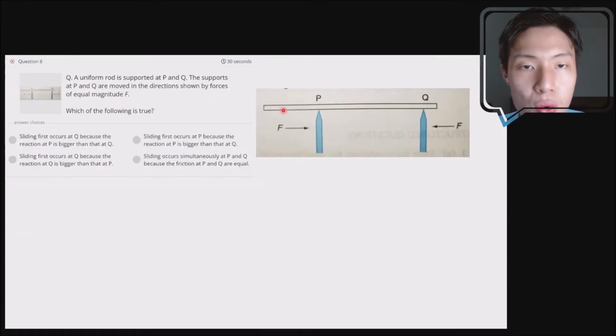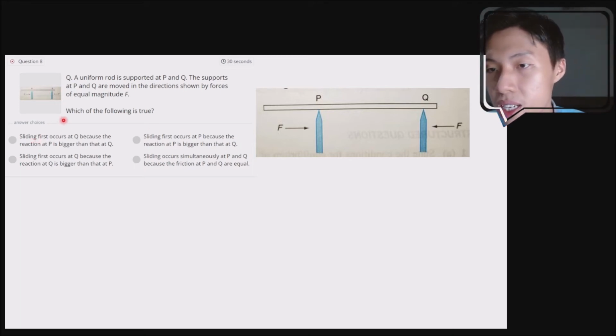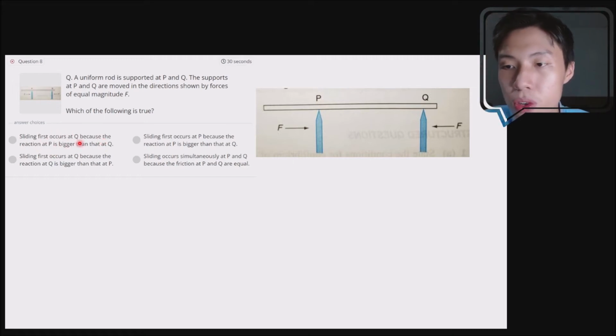Okay, so we have our rod over here. It's a uniform rod. Then we have support on this side of the rod and this side of the rod. Then we push it with this force, and this force here has the same magnitude. They're asking which one will slide first, and why this one will slide first.